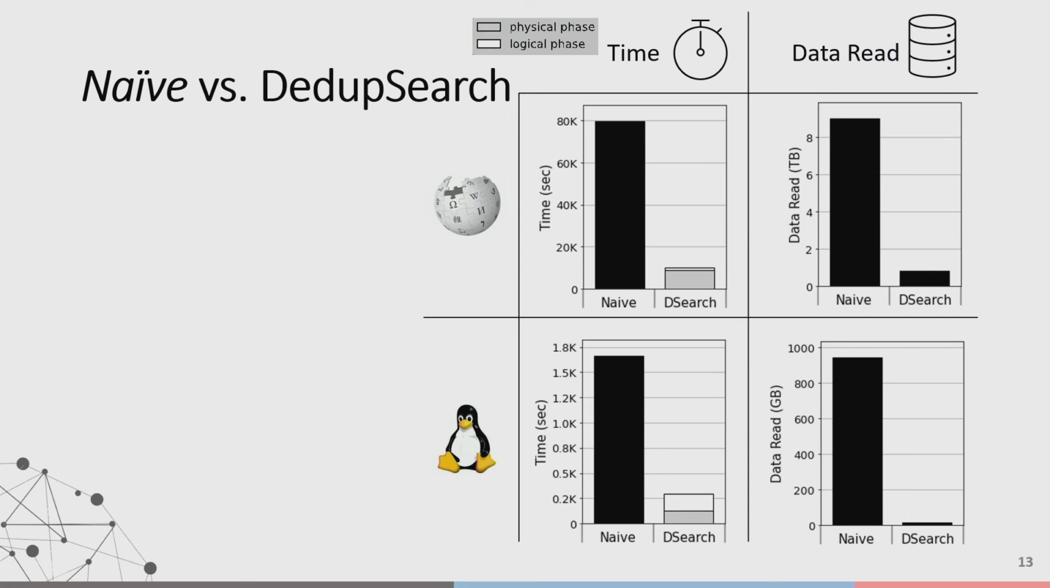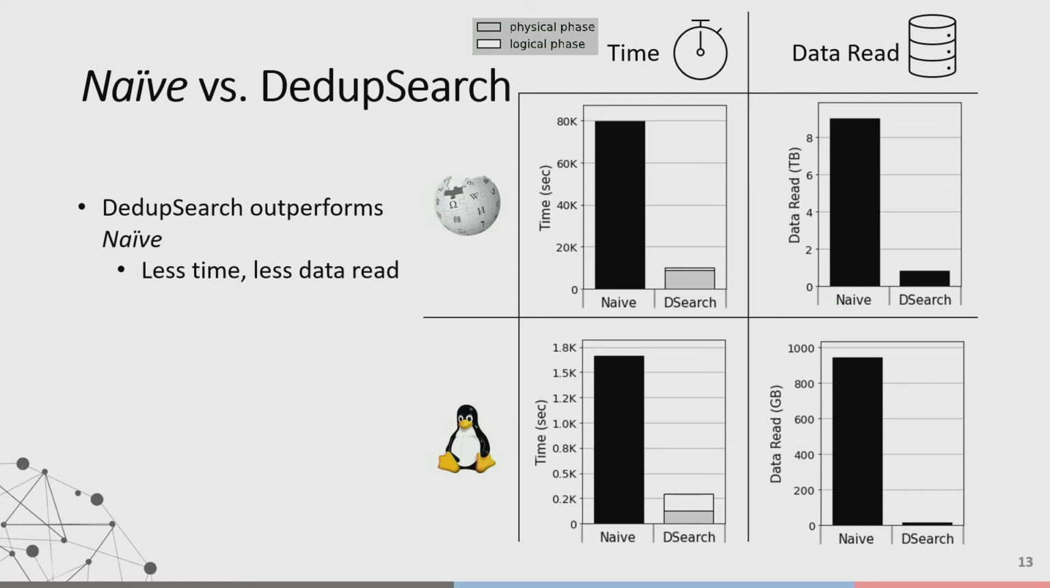So let's start with the main comparison of Naïve Search versus DedupSearch. On top, we have Wikipedia. On the bottom, Linux. On our left-hand side, we have the time comparison, where lower is better. And on the right side, we have the amount of data read, where, again, lower is better. So we can see that DedupSearch outperforms the Naïve Search. It is 8 times faster and reads almost 99% less data, which is amazing.